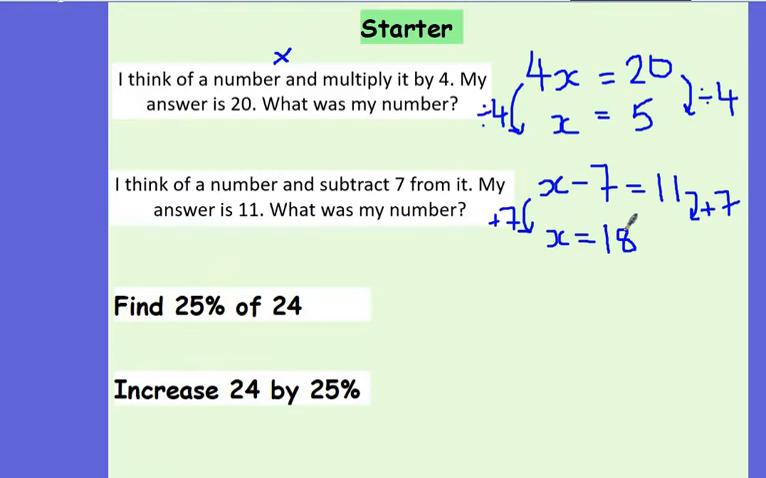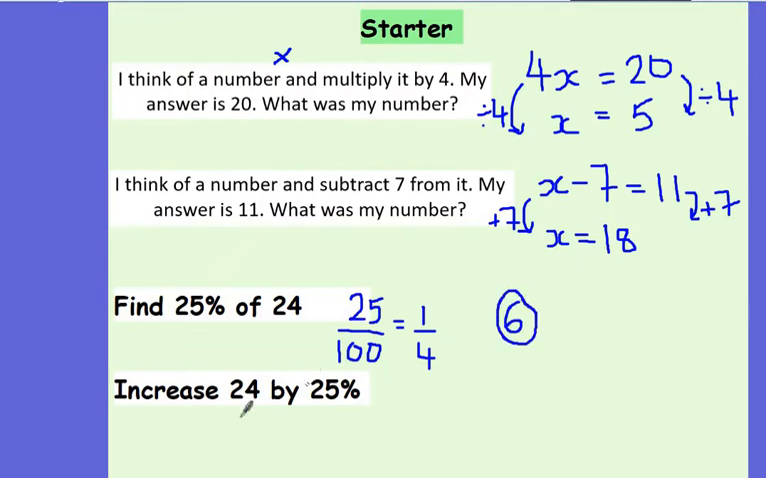For my next question, I asked you to find 25% of 24. Now 25 as a percentage, remember percent means out of 100, this means I need to find 25 hundredths of 24 or a quarter of 24. To do that, I divide 24 by 4, which gives me what, Mia? 6. Lovely, thank you very much.